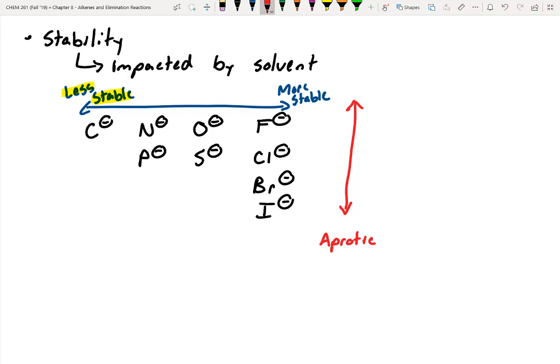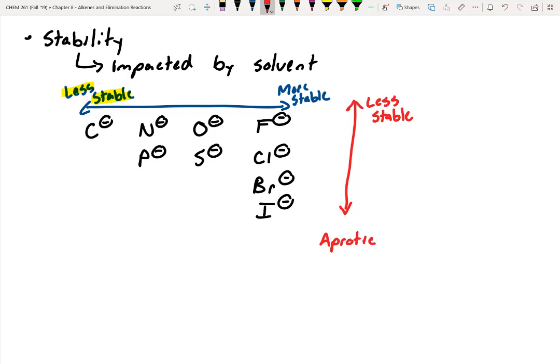All right, so let's check. Raise your hand if you think fluoride is less stable. So we're thinking less stable now. All right, so it looks like most hands went up. Why is fluoride going to be less stable in an aprotic solvent?